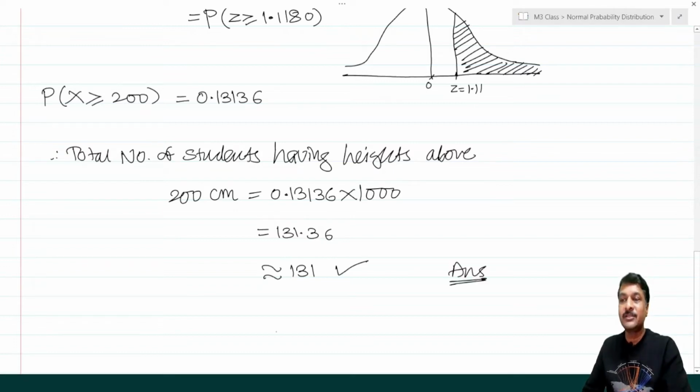How many students do we expect having heights above 200 centimeter? So 131 out of 1000 students. So that is your required answer.